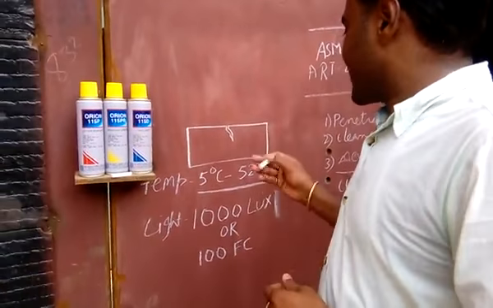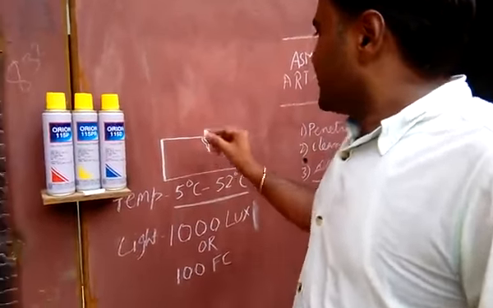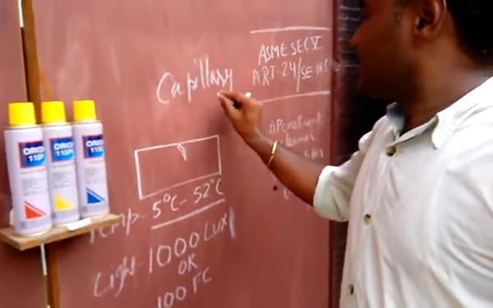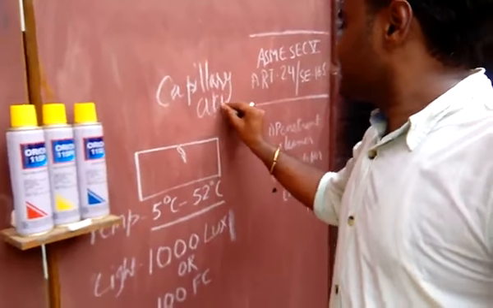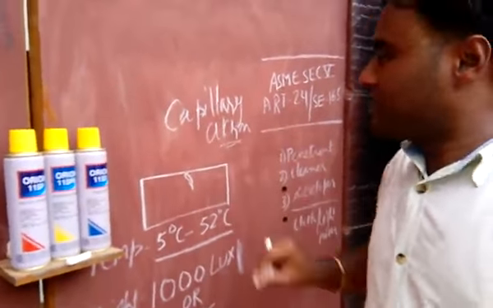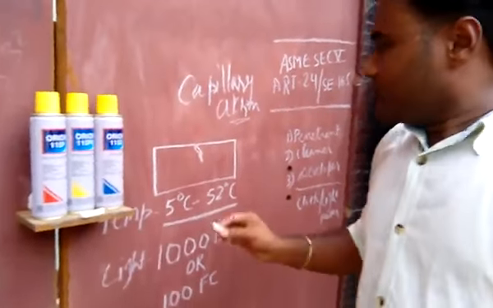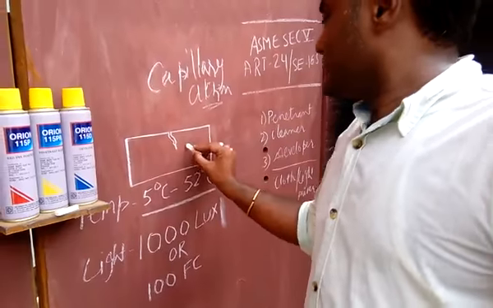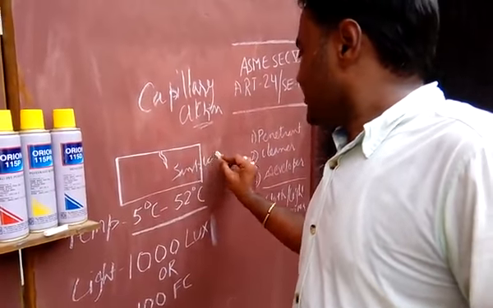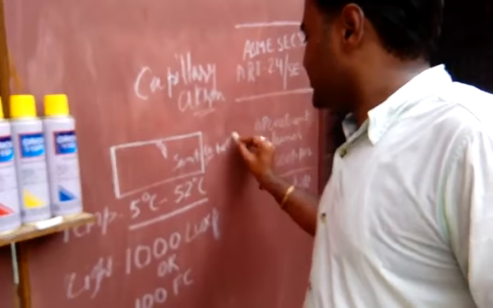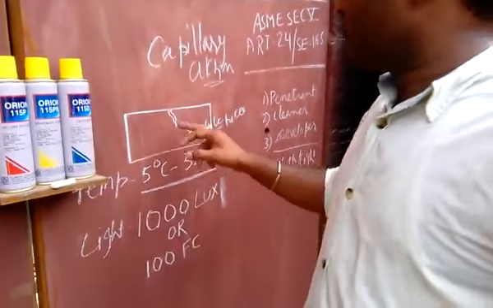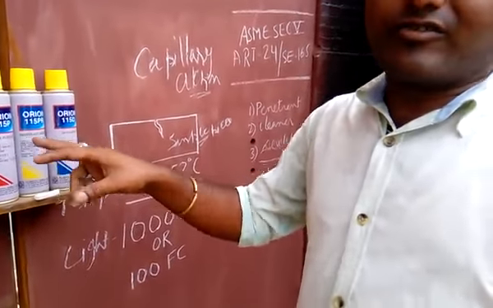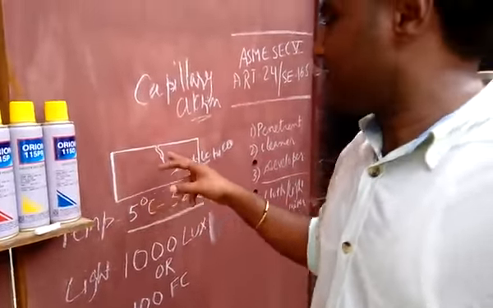So what is the theory behind the DPT? You might have heard of capillary action. Suppose we have to carry out the dye penetrant test of this sample piece, and assume there is a crack over here. First we'll spray the penetrant over the surface.